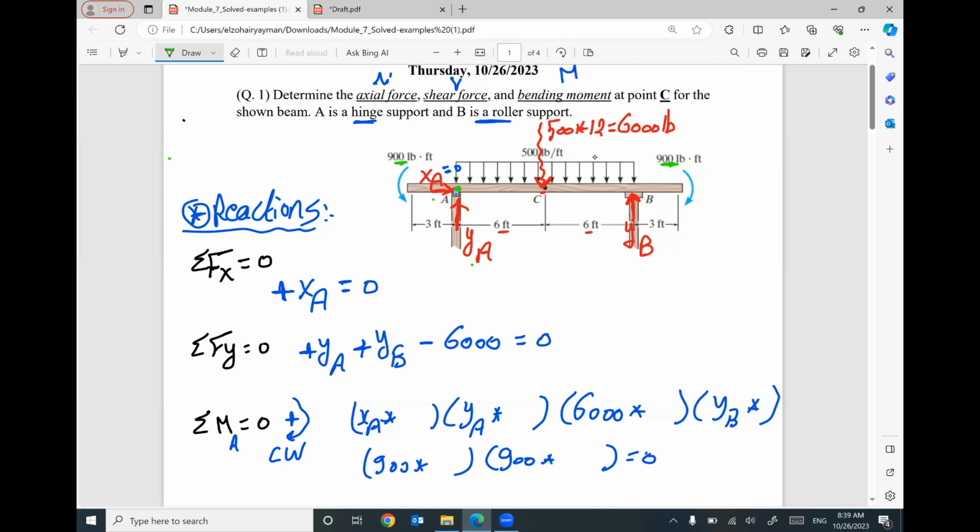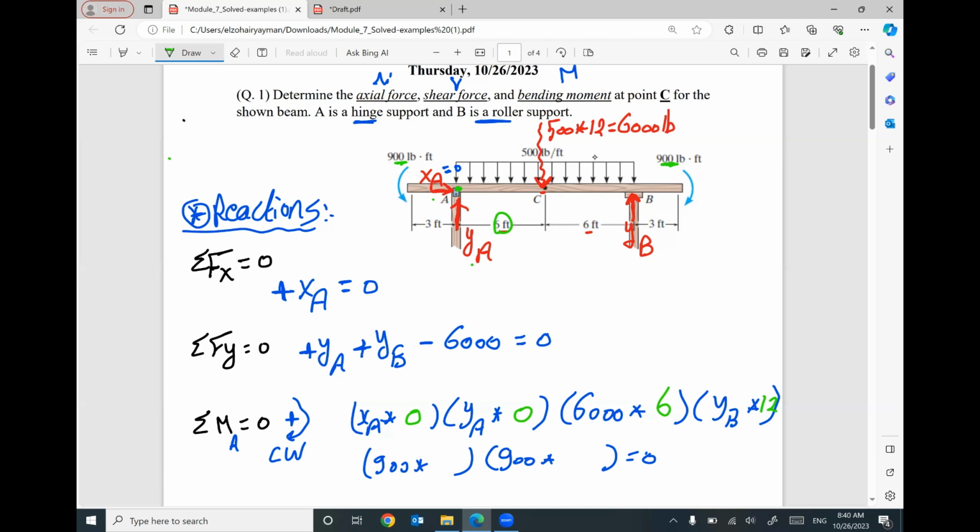So the distance between XA and A is 0. YA and A, 0. 6,000 and A, this horizontal distance is 6 feet. YB and A, it will be 12 feet. Make sure your force and your distance are perpendicular.